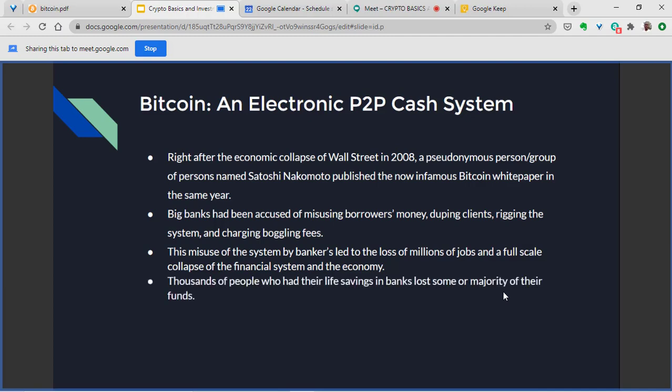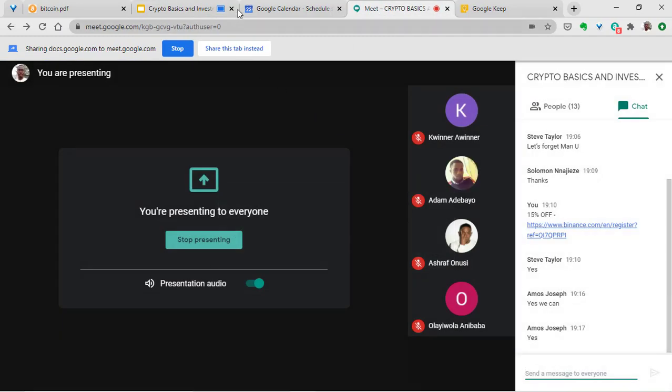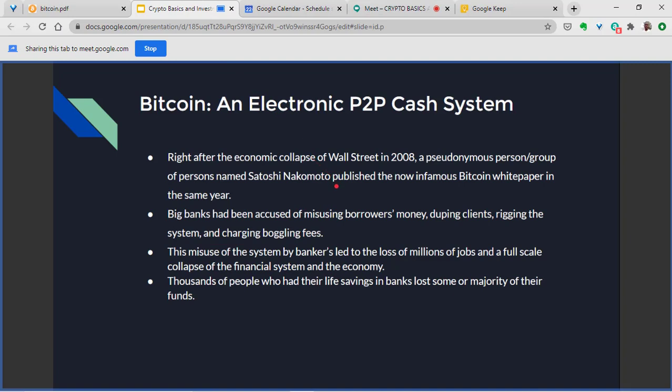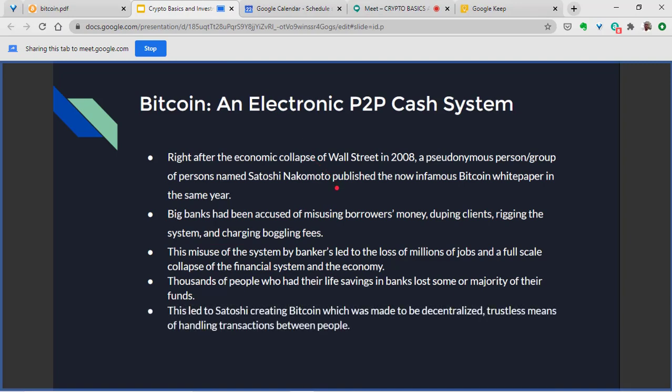Thousands of people had their life savings in the banks. They lost some or the majority of their funds. Then this single event led to Satoshi creating Bitcoin, which was made to be decentralized. Let me explain what decentralized means. Decentralized means it's not controlled by any single entity. Even Bitcoin up to today, there's no one single person that controls it.